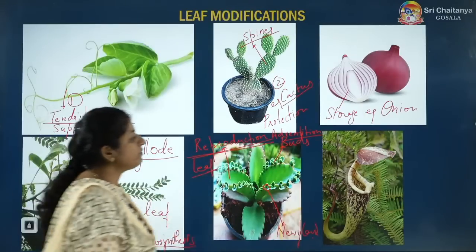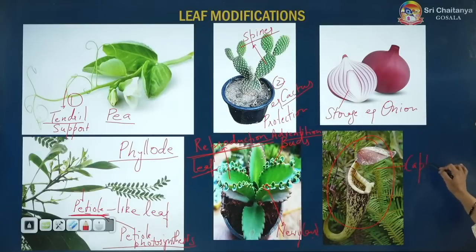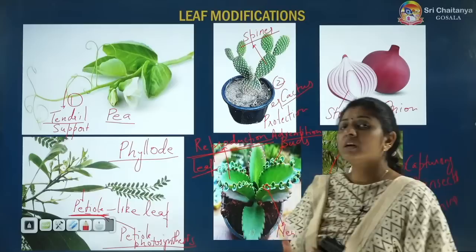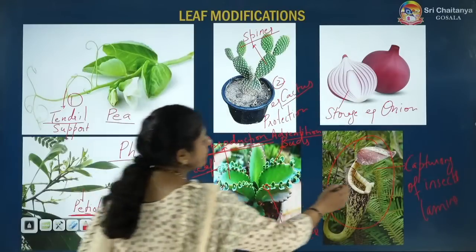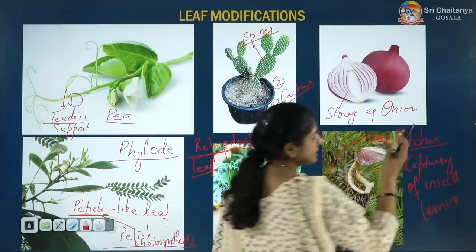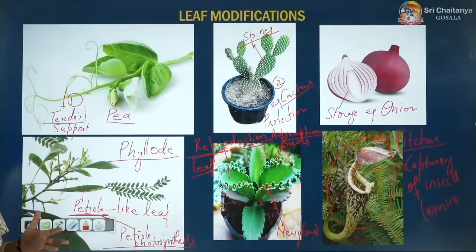Fine. Now the last modification is what? That is for capturing of what? Capturing of insects. Which part? The lamina part is modified to capture the insect, which is not actually the job of the leaf. For example, pitcher plant. Like a pitcher it is, like a vase, right? And that's why you call it a leaf modification.